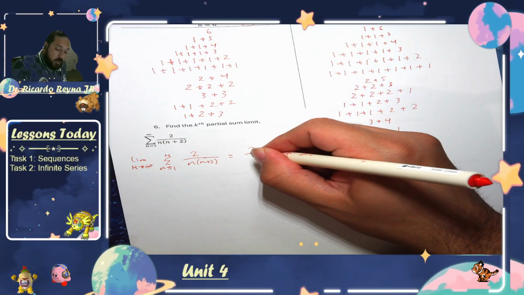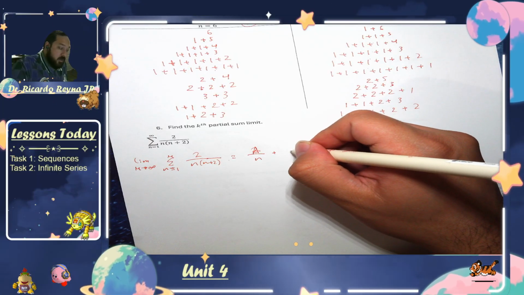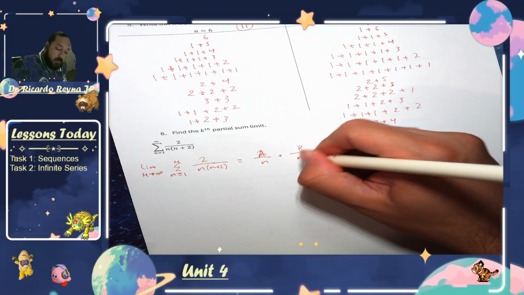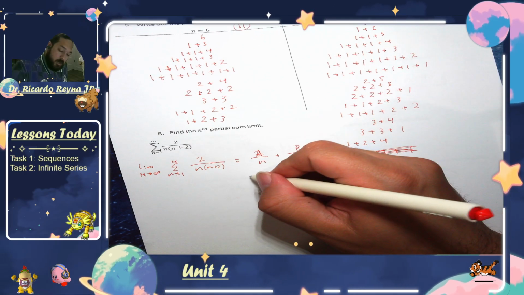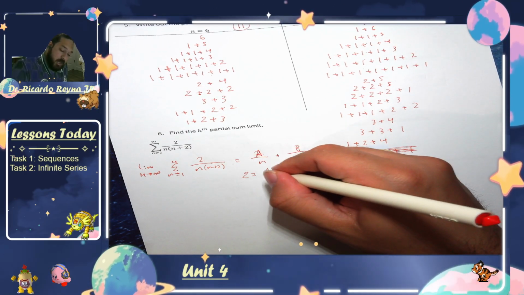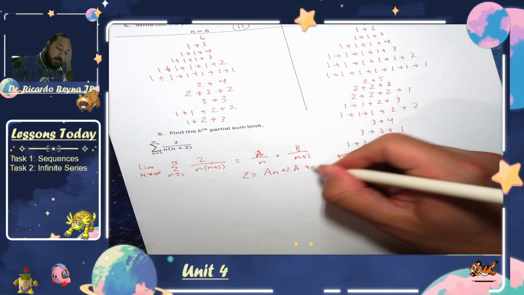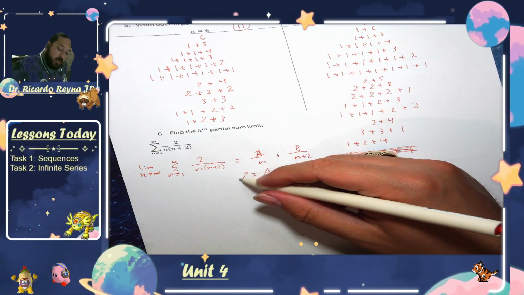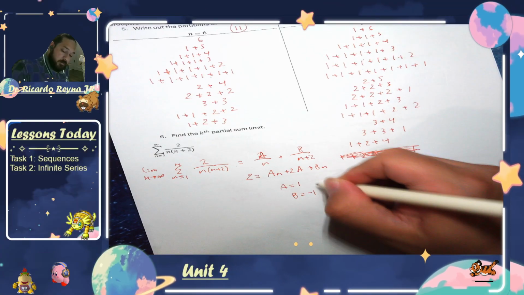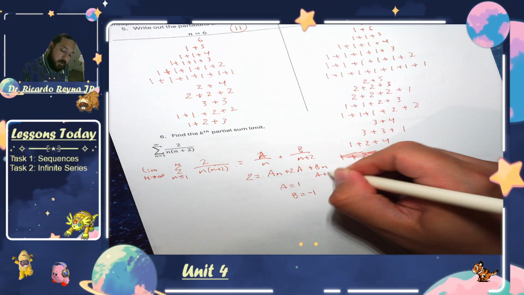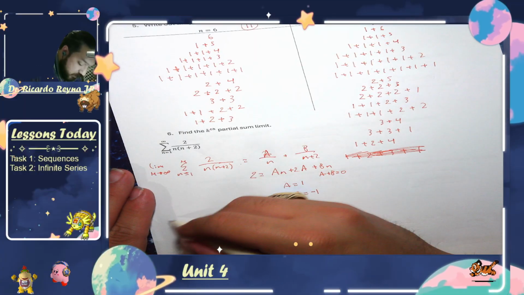So it's a over n plus b over n plus 2. So that's going to be 2 is equal to a times n plus 2 times a plus b times n. That 2a is equal to 2, so a is 1. And then that means b is negative 1, because a plus b is 0.